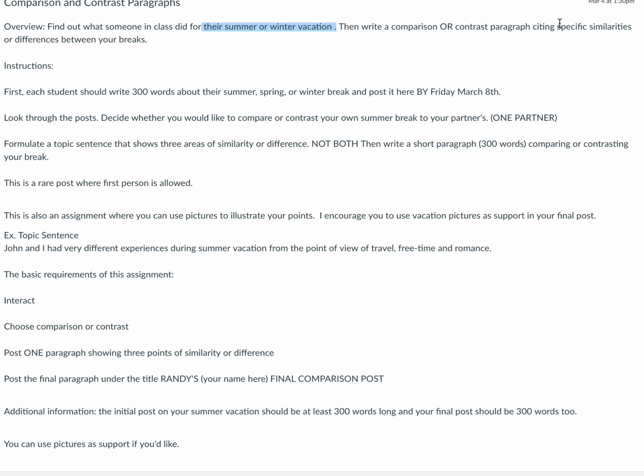That's the goal. Once you've written about yourself, then you will read other people's vacations and then write a comparison or contrast citing specific similarities or differences between your breaks or your vacations, either way you want to look at it. First, each student should write 300 words about what they did and post it by March 8th. So please, by Friday, you need to have a paragraph posted about your break.